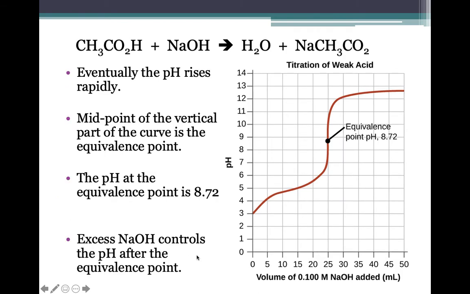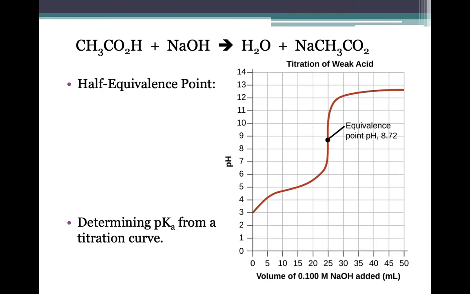There's a couple other interesting features now after the equivalence point. Just like with a strong acid, strong base, this region from about 25 milliliters on is controlled by sodium hydroxide. The midpoint in this vertical region is still where our equivalence point is, and the pH at this equivalence point is 8.72. And now sodium hydroxide will control the pH.